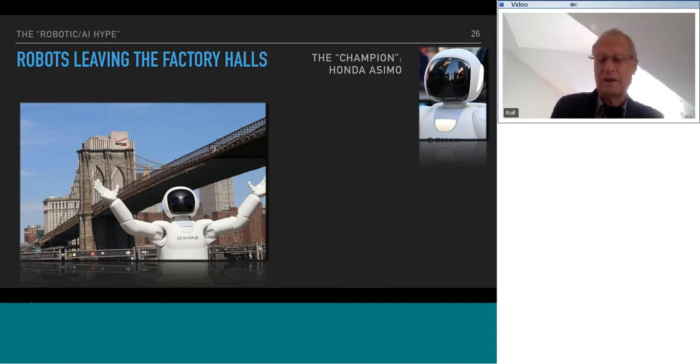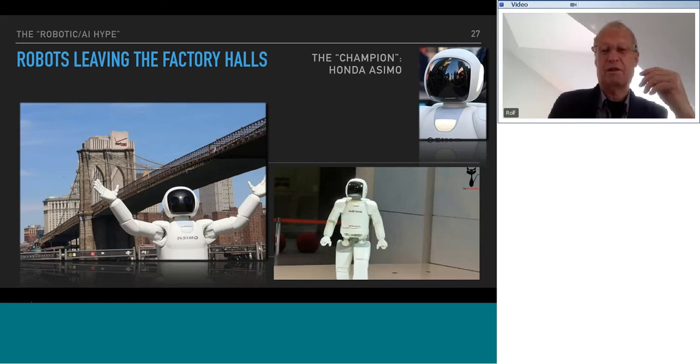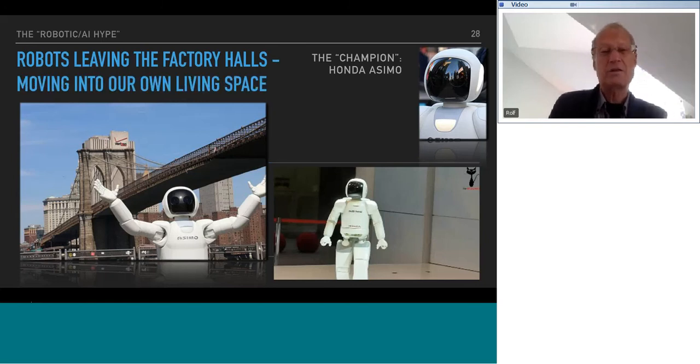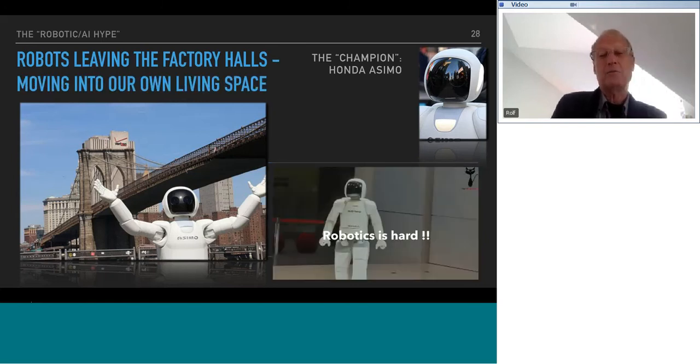the factory halls. And of course, the champion of this movement is Honda Asimo, that I don't need to introduce, everybody knows it, and which also implies that the robots move into our own living space, which then, as Fabio was alluding to, leads to completely new requirements for the robots, because now we have to interact with the robots.